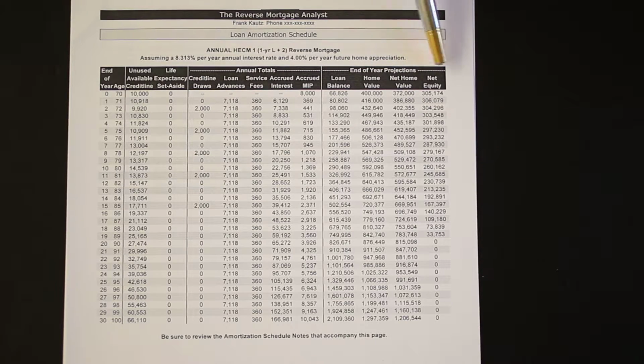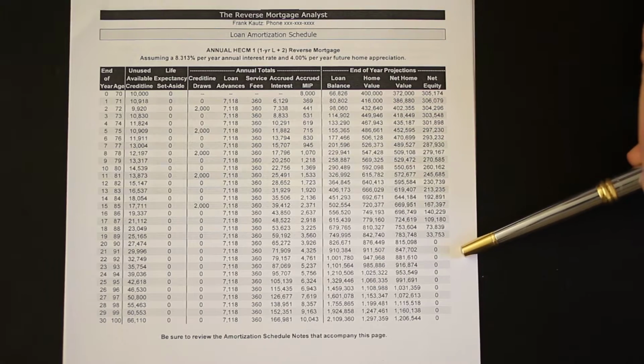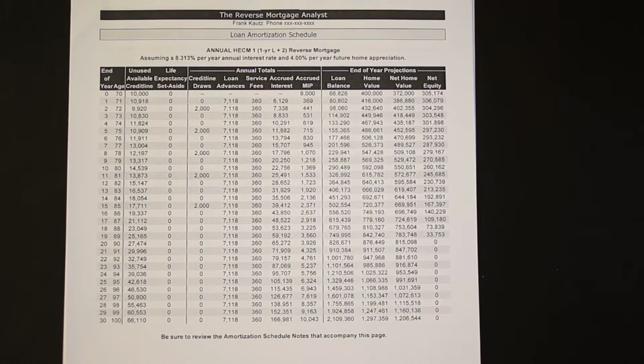The net equity is the net home value minus the loan balance. If you were to sell the house or your heirs were to sell the house, this is what would be left over to them. Now, when I say that, everybody's eyes will generally come down here to year 20, where that big 0 is. That's where the house does what is called zeroing out in value. I'll discuss that in the next segment.